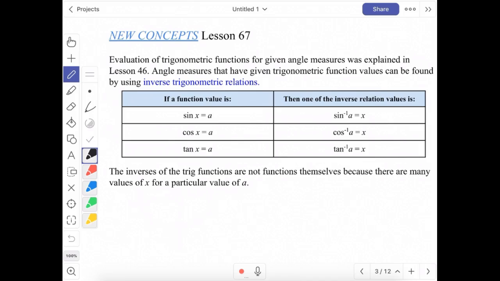The inverses of the trig functions are not functions themselves because there are many values of x for a particular value of a. What that means is that because our unit circle would go on continuously as long as you add 360 degrees or 2 pi, the inverse trig functions are not actually functions. They would just be relations.